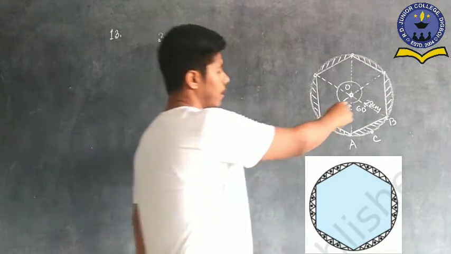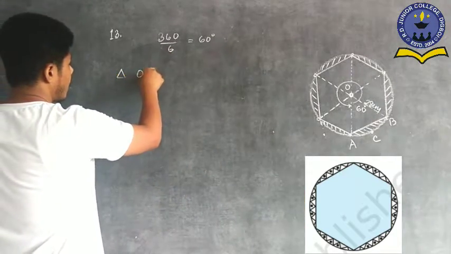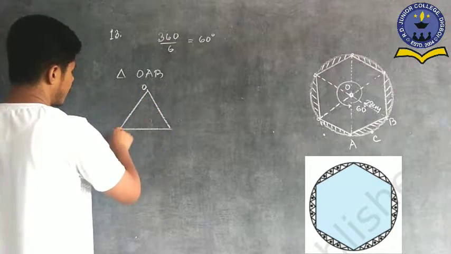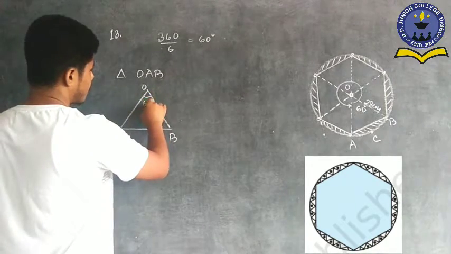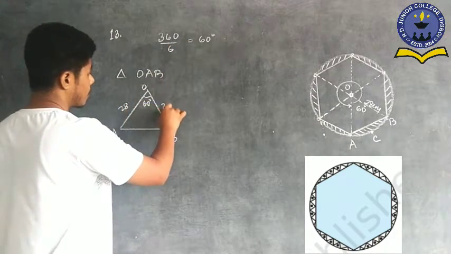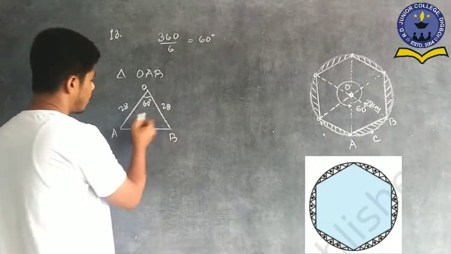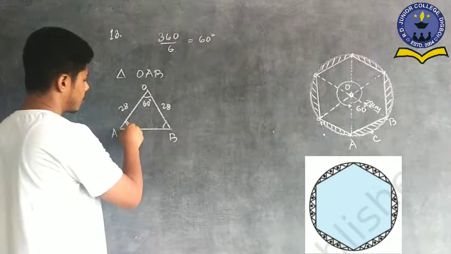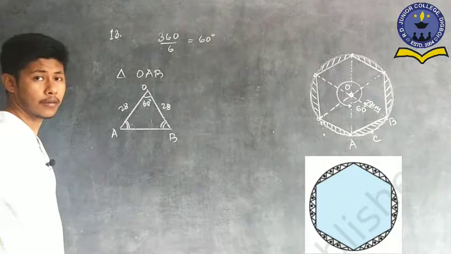If you draw this triangle OAB separately, this one is O, this one is A, and this one is B. Is it clear? So now this angle we already found, 60 degrees, isn't it, from here? And the length is given here, 28 centimeters. This one is also 28 centimeters. So if the sides are equal, then their opposite angles are equal. So these two angles are equal. Is it clear? So can we find these two angles now? Easily we can find out.